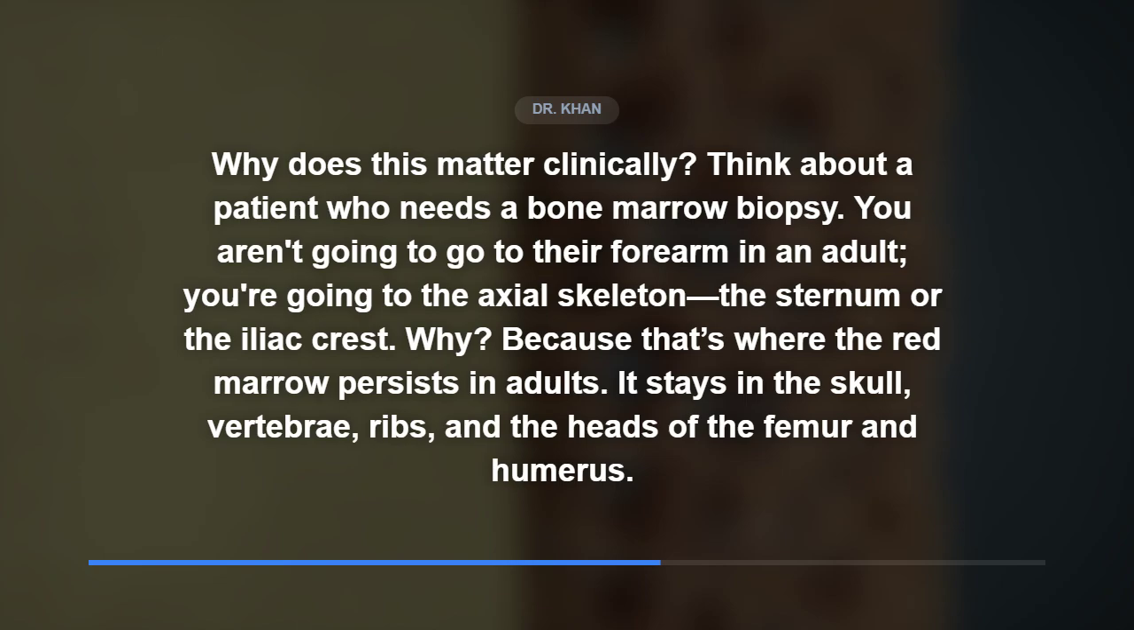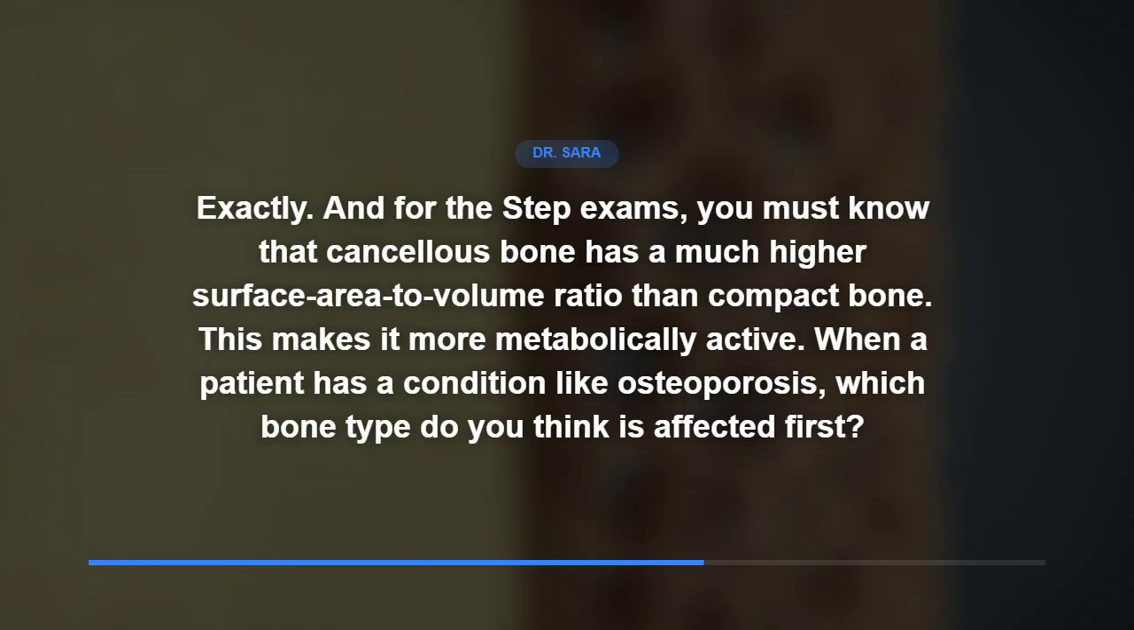Why does this matter clinically? Think about a patient who needs a bone marrow biopsy. You aren't going to go to their forearm in an adult. You're going to the axial skeleton, the sternum or the iliac crest. Why? Because that's where the red marrow persists in adults. It stays in the skull, vertebrae, ribs, and the heads of the femur and humerus.